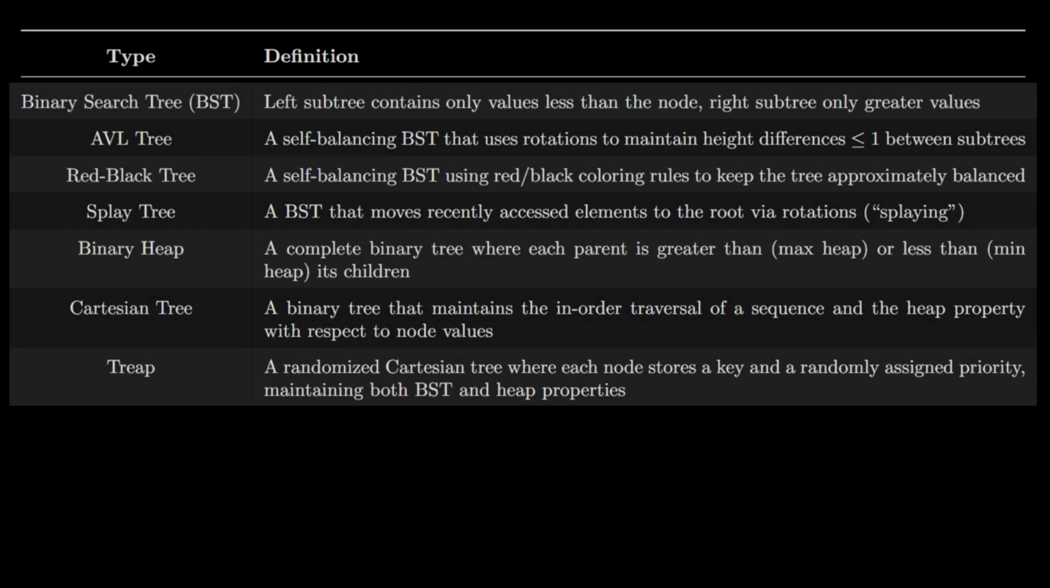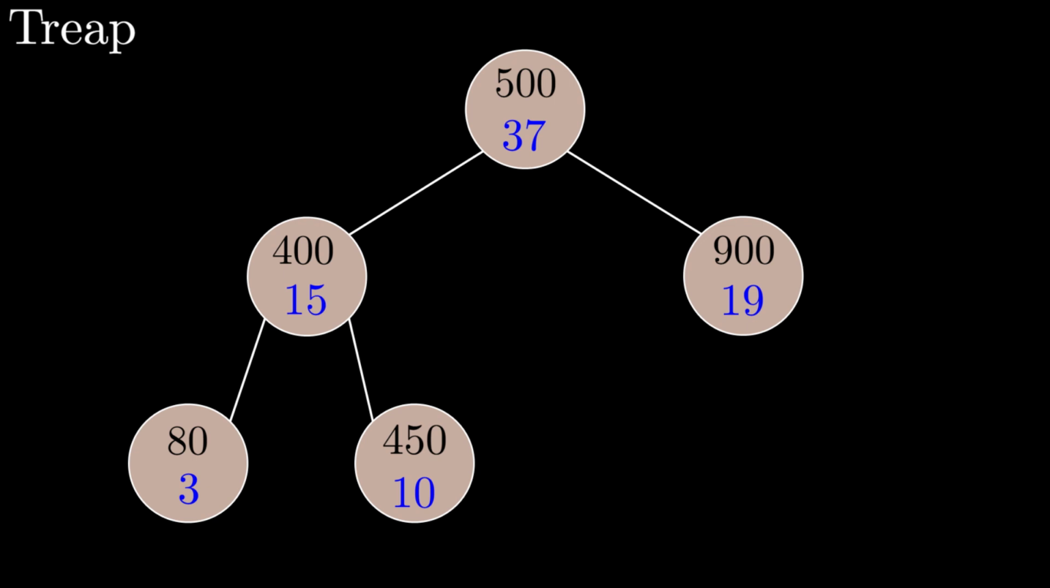A Treap is a randomized binary tree that maintains max or min heap properties using randomly assigned priorities, as well as binary search tree ordering based on node values. A priority is a number assigned to each key to help determine the node's position in the heap structure. In this example, the black numbers are keys, and the blue numbers are randomly assigned priorities.